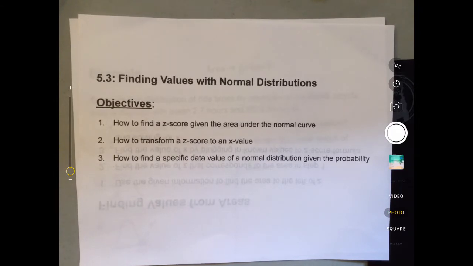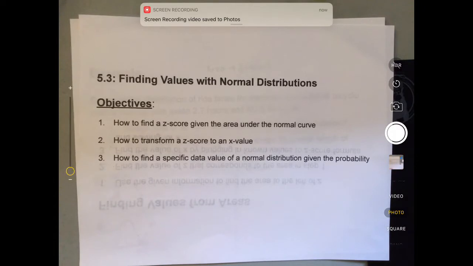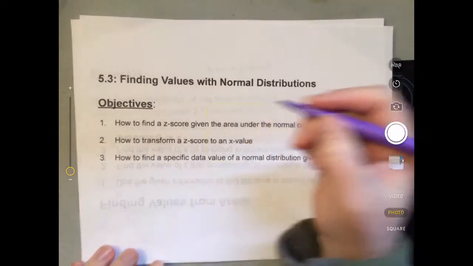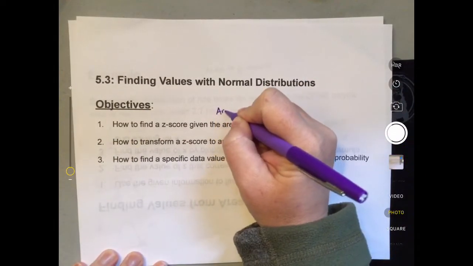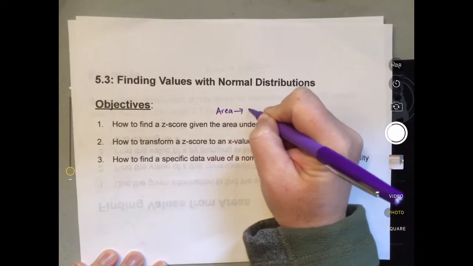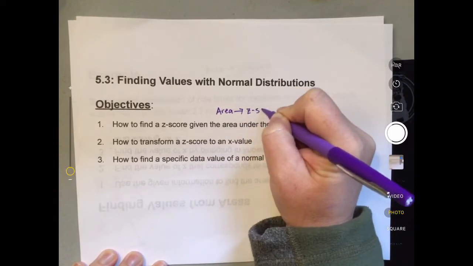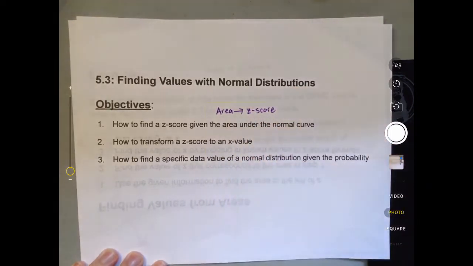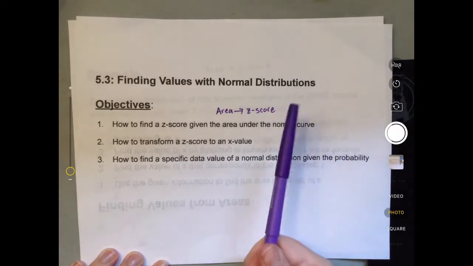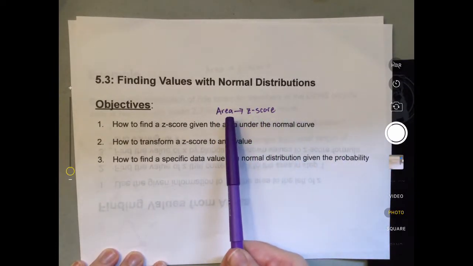I'm going to be going over 5.3 today, finding values with normal distribution. So we're going to go opposite of what we have done in 5.1 and 5.2. Essentially, we're going to be going from an area to a z-score. In 5.1 and 5.2, we went from a z-score to an area.